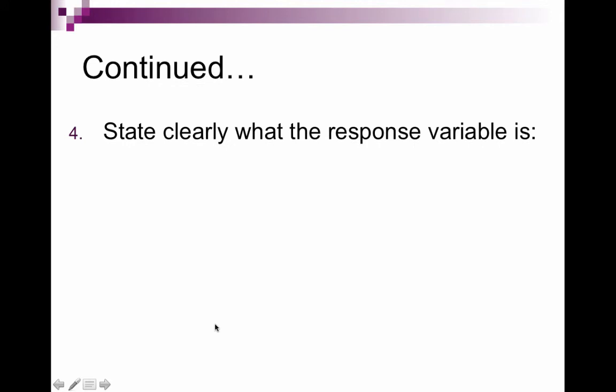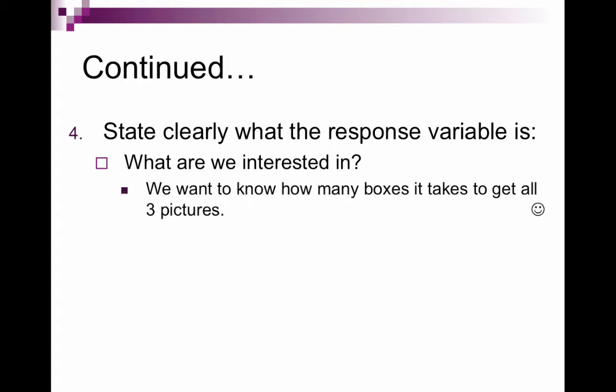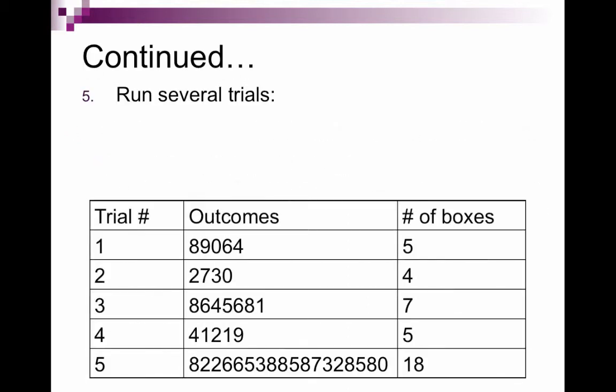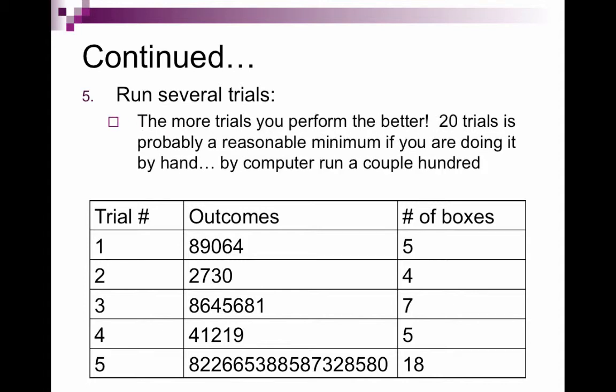The fourth step is to clearly state what the response variable is. The response variable is what we are interested in. In this case, we want to know how many boxes it takes to get all 3. So in that first trial, it took 5 boxes of cereal. Then we run several trials. The more trials you perform, the better it's going to be, and the more accurate your prediction or your conclusion will be. 20 trials is probably a reasonable minimum if you are doing it by hand. If you have a computer, you would end up running a few hundred.